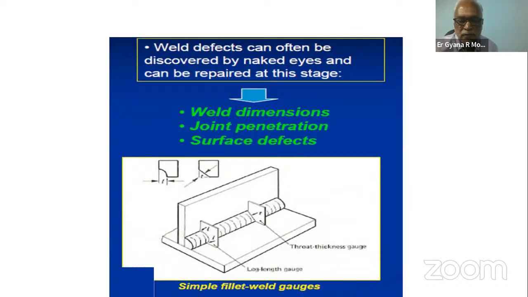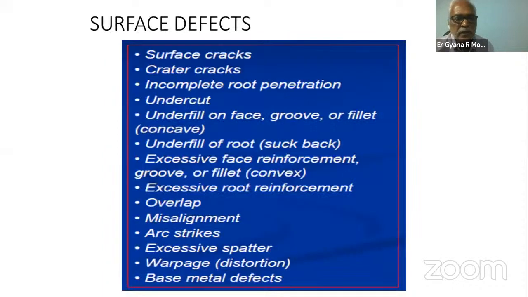So these are simply fillet weld gauges. You make them as per your requirement. You can have individual fillet gauges, which can be made and available at the time of welding for the welder and the inspectors. Then what are the surface defects that we see?